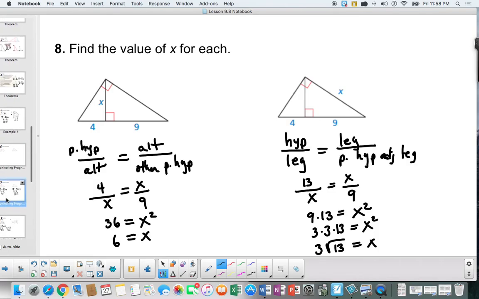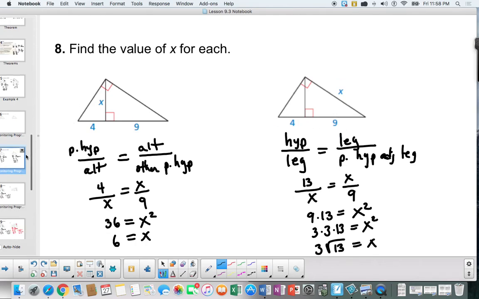And here are the answers. So again, x was using an altitude, where this x was not an altitude but a leg, so I have to use the leg theorem to get these answers.